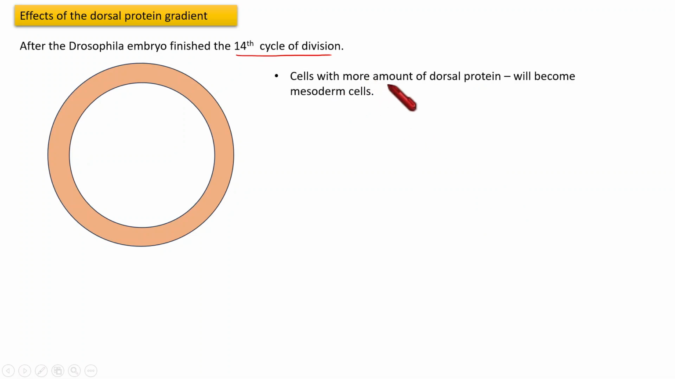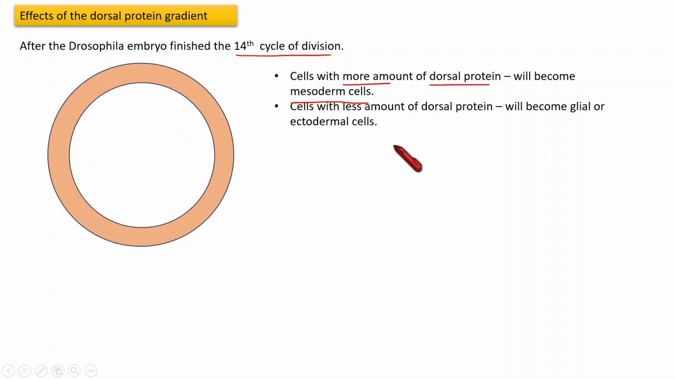So the cells with more amount of dorsal protein, not dorsal means words, more amount of dorsal protein, those cells will become mesoderm cells. Which cells will become mesoderm cells? Cells that receive the maximum amount of dorsal protein will become the mesoderm cells, and those cells will be positioned in the ventralmost region. So the cells in the ventralmost region receive more amount of dorsal protein, and they will become the mesoderm cells in the further development of the Drosophila.